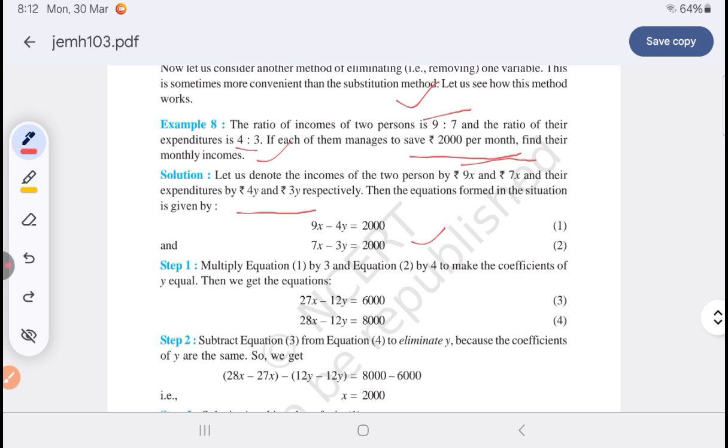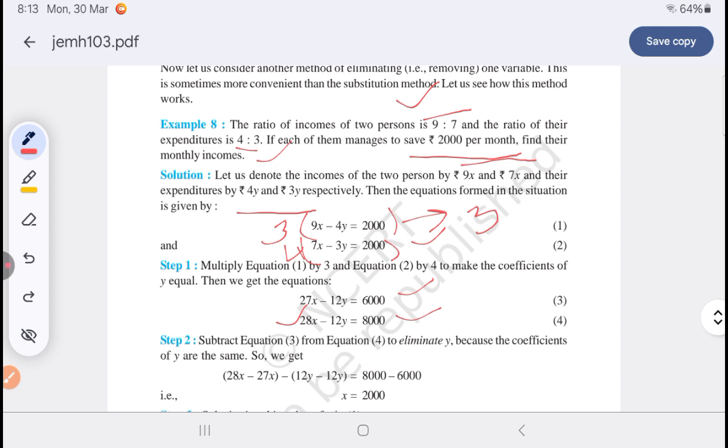Now multiply the first equation by 3 and the second equation by 4. So 3 nines are 27 and 3 fours are 12. 3 into 2000 is 6,000. You'll get this one. And multiplying 4 into 7 is 28, then 4 into 3 in the second equation. You'll get this one.